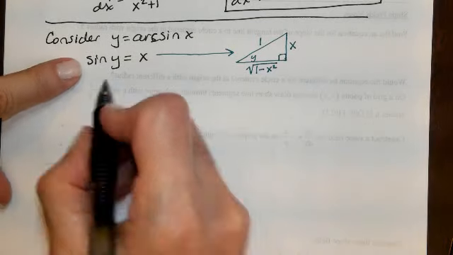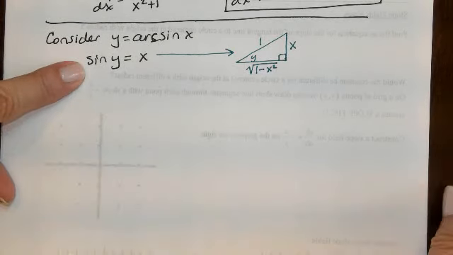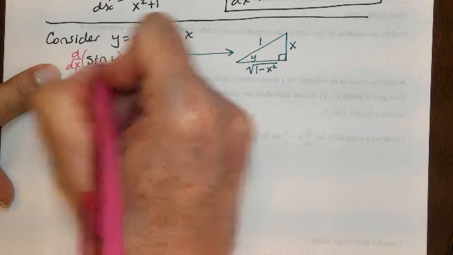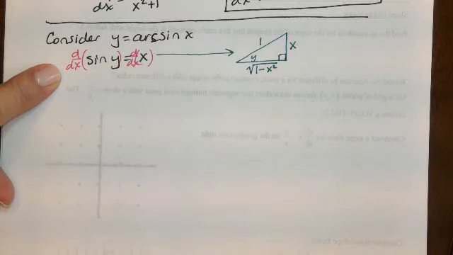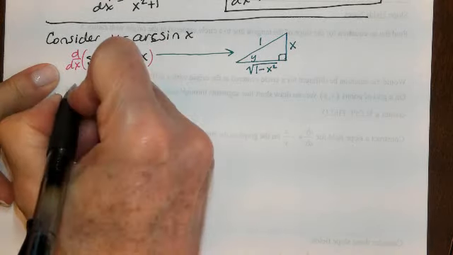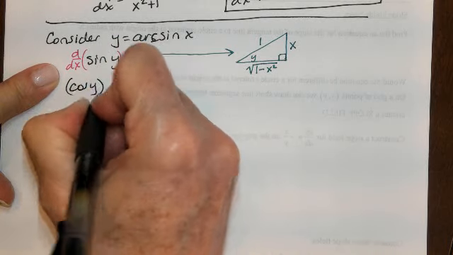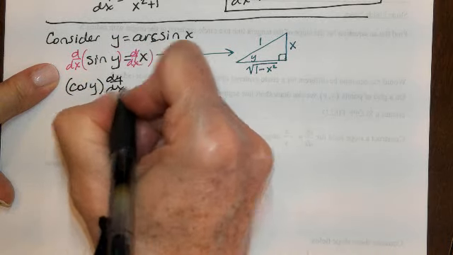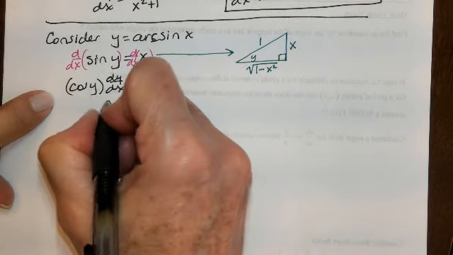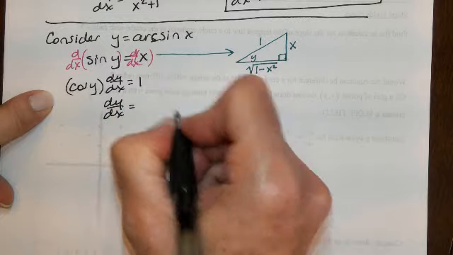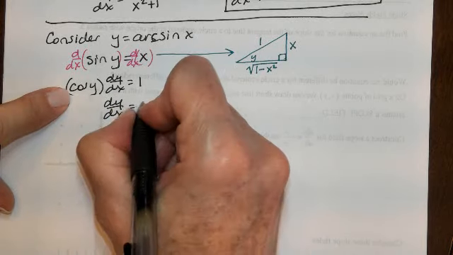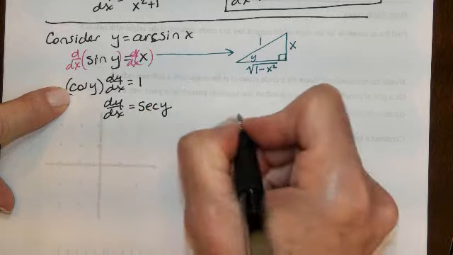Let's come back to our equation and let's take the derivative of both sides with respect to x. And if we do that, the derivative with respect to x of sine of y is cosine of y times dy dx. The derivative of x with respect to x is just 1. So dy dx is equal to 1 divided by cosine y, which is the same thing as secant y.